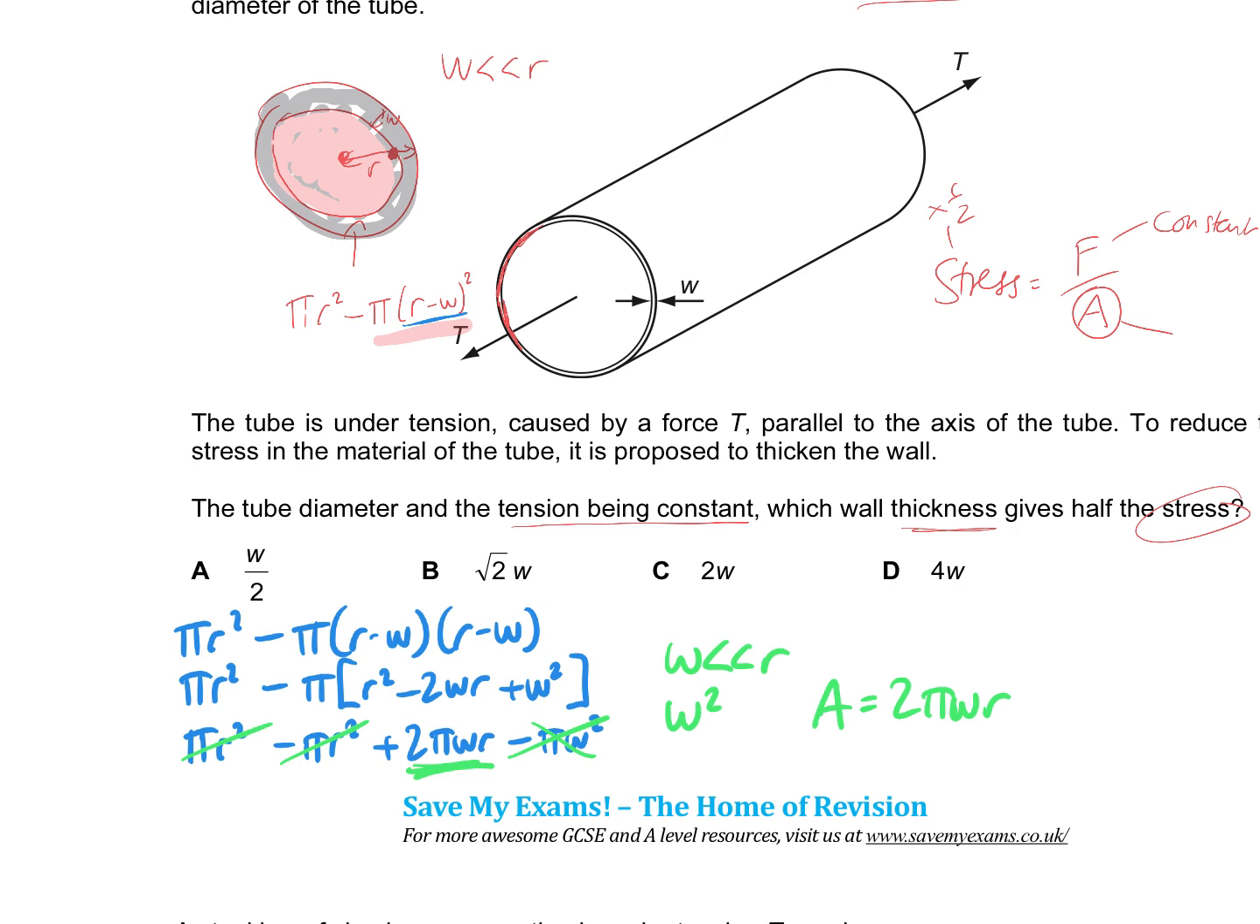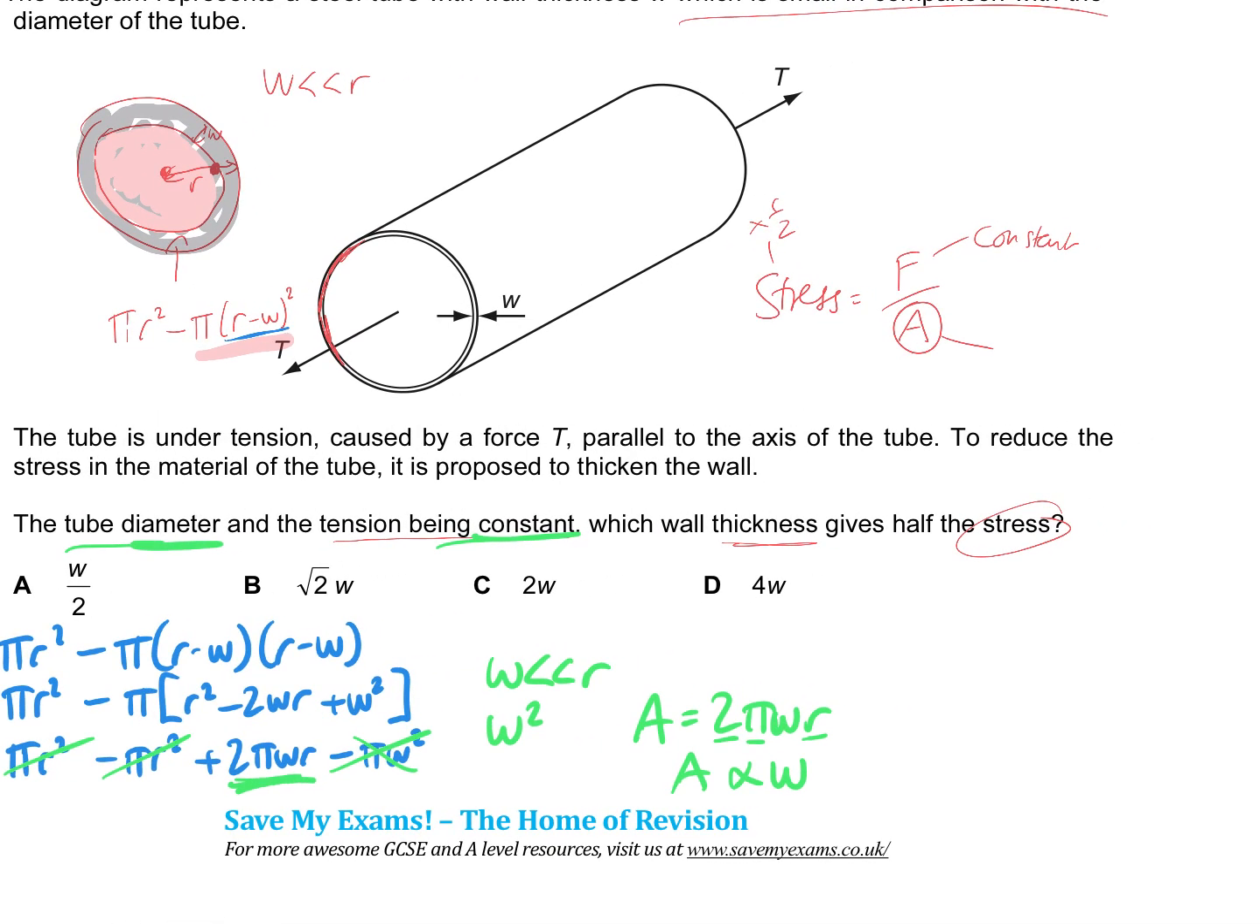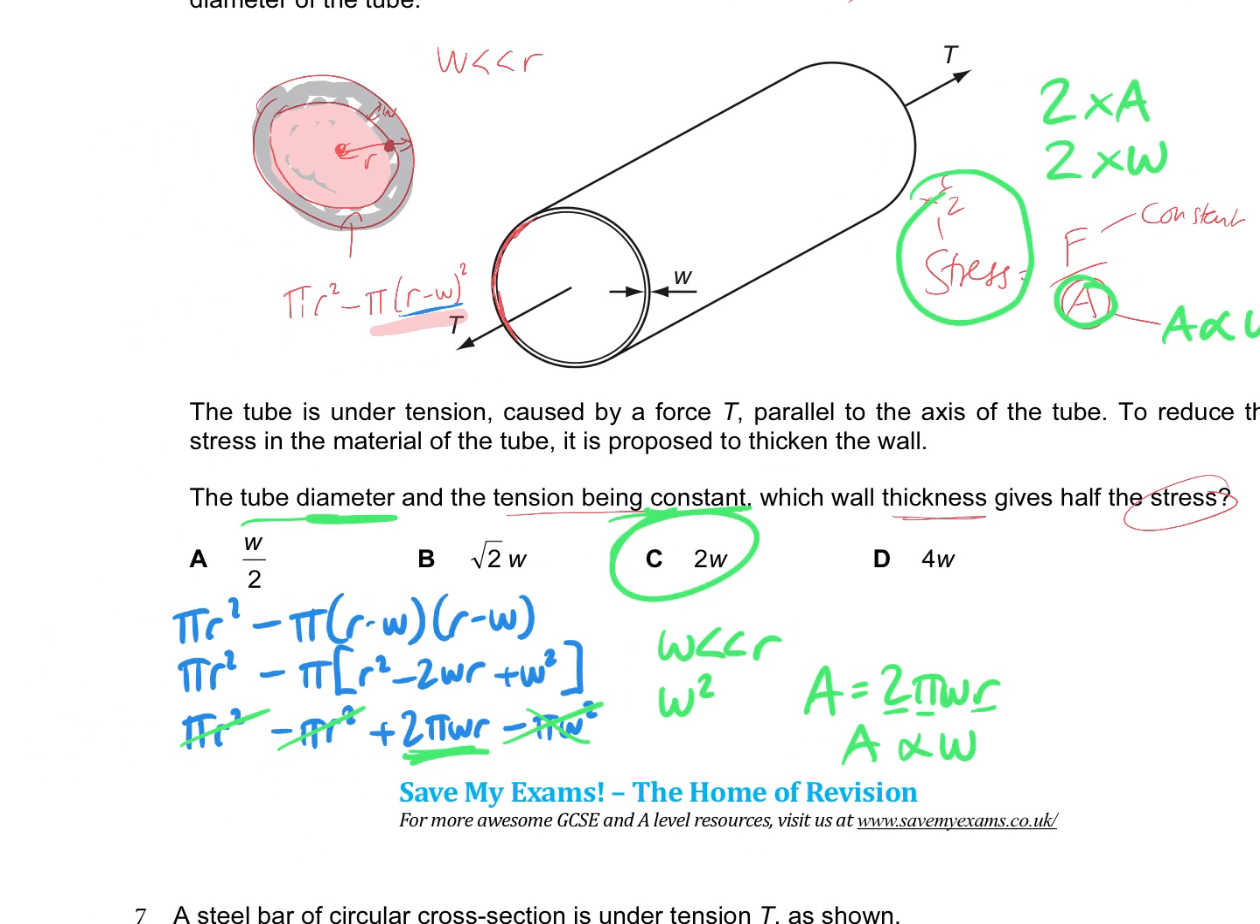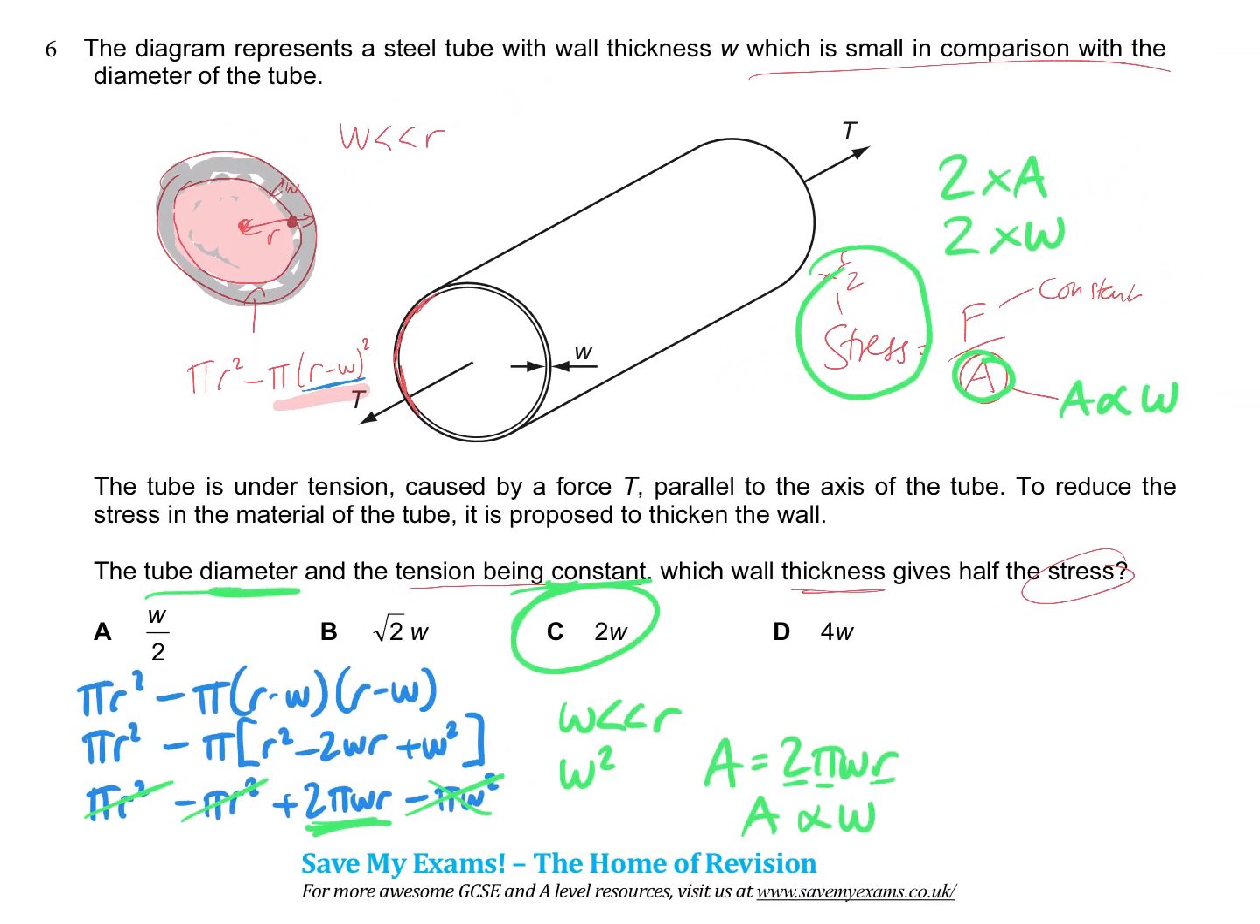Now, the key beauty of this is that 2 pi and, what is it, r, because we know that the diameter is constant, so we know that r is constant. So we know that A is proportional to W, the thickness. So this A here, cross-section area, is proportional to W. So if we want half the stress, we're going to need 2 times the area, which tells us that we need 2 times W. We've got our answer. A lot of work, admittedly. You might be able to go, no, there's not much shortcuts here. That's probably the best way of approaching that.